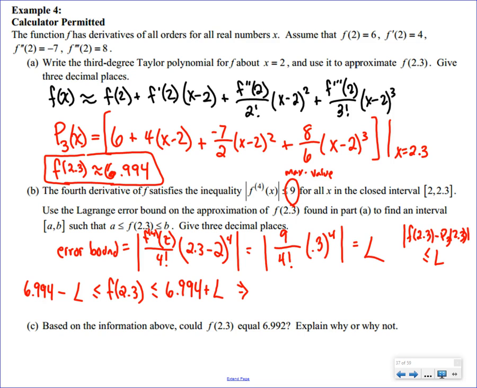Nope, look. This is 6.994, right? P sub 3 of 2.3? Yes. So then when I set them up, it'd be f of 2.3. I have a negative L on one side and a positive L on the other side. Take out the absolute value between negative and positive, showing the below and above. Then add. Does that make sense?